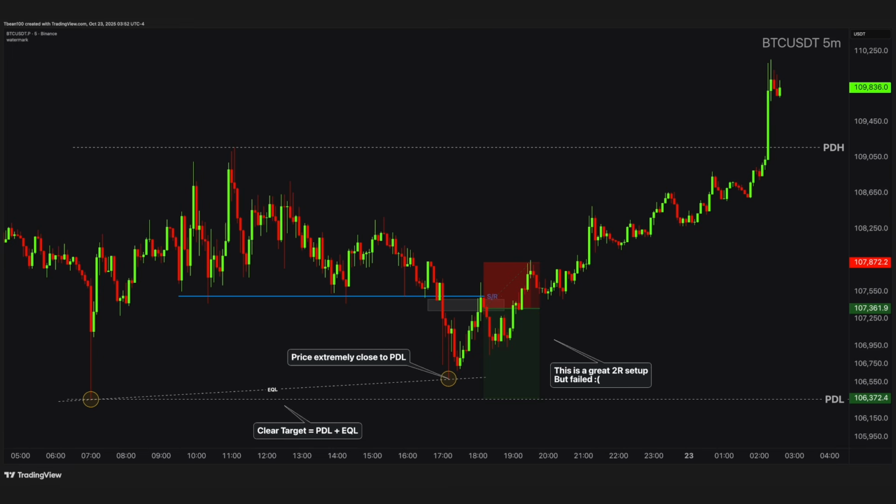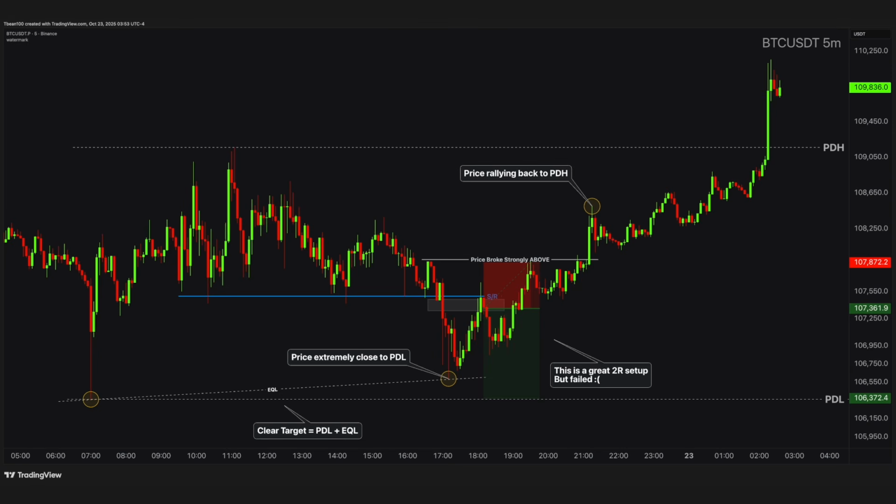But this is where the reality of trading hits you. This setup actually failed, as you can see, and that's okay. That's how trading works sometimes. A little later, the price broke up really strongly, moving up fast and getting close to the previous day's high, or the PDH this time.